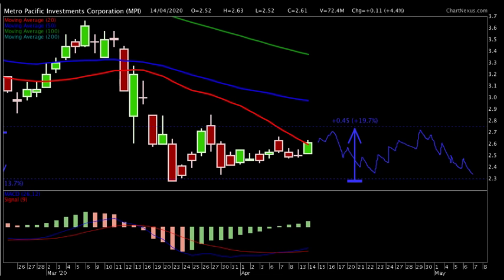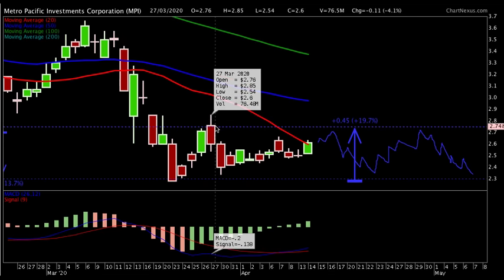So again, I'll reiterate it. If MPI bounces from 2.3, then it's a buy signal. The target price for that will be around here, the 2.75 peso level. If the 2.3 level does not hold, you better cut your losses. You better get out from it.